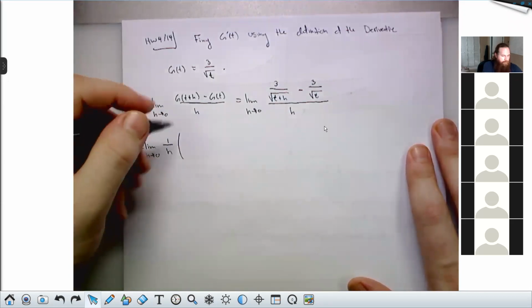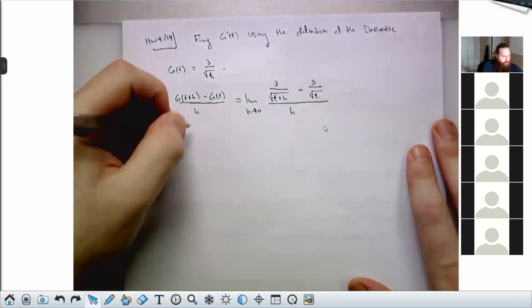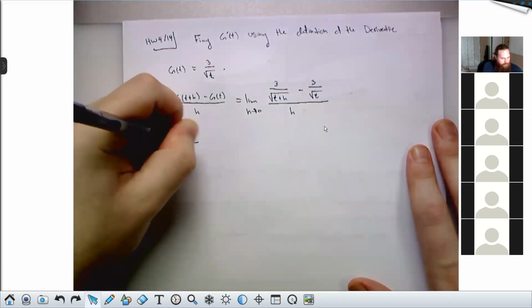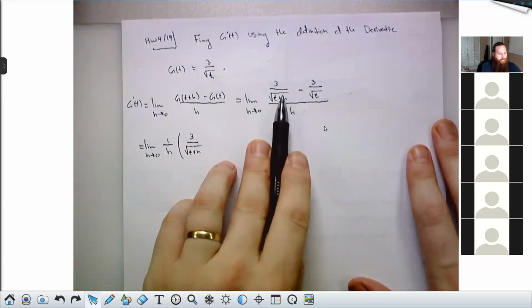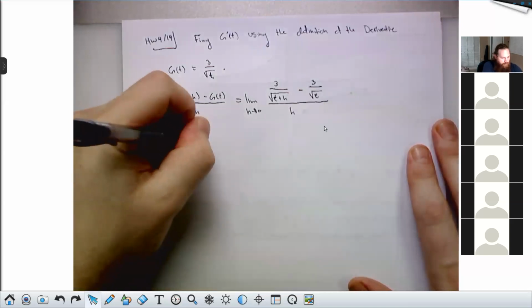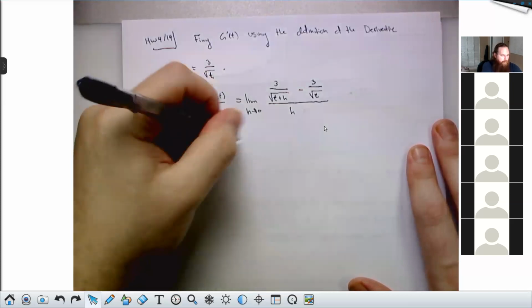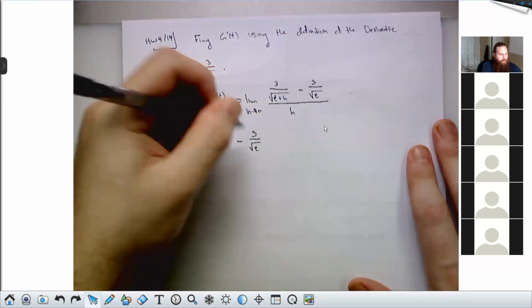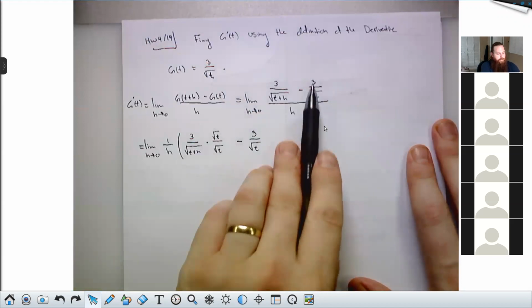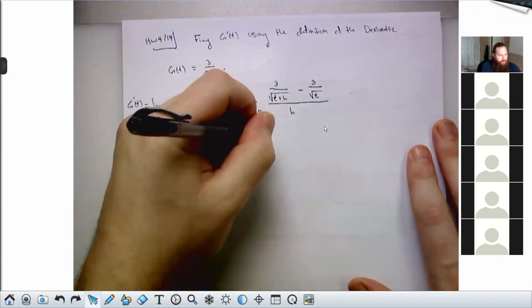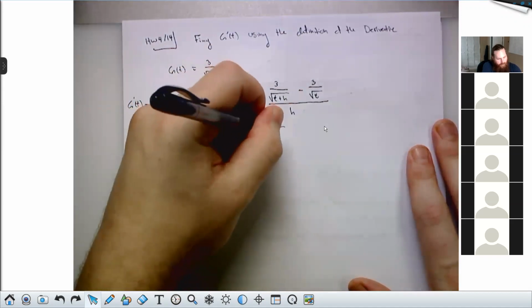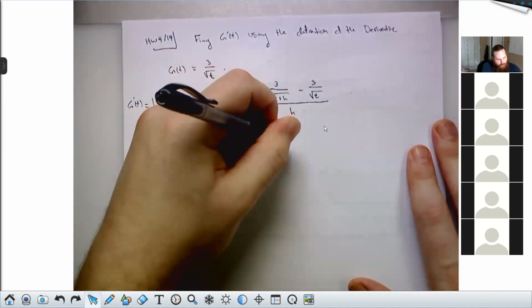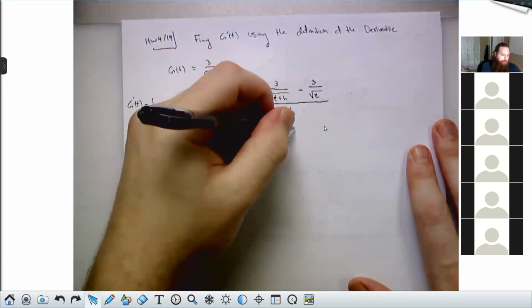And then upstairs there, I need to have a common denominator. So this first piece I'll treat as 3 over root t plus h. But if I want to have a common denominator between these, I need to multiply by root t over root t. And then minus 3 over root t. And again, if I want a common denominator, I have to multiply this one up and down by the other's denominator. So it'll get multiplied by root t plus h over root t plus h.